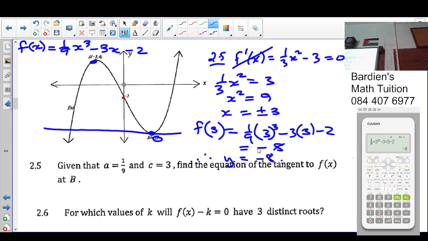I don't know what you guys did after that, but that is the equation. Why is it y is equal to negative 8? Because it's going through the turning point. Your gradient is 0 there.